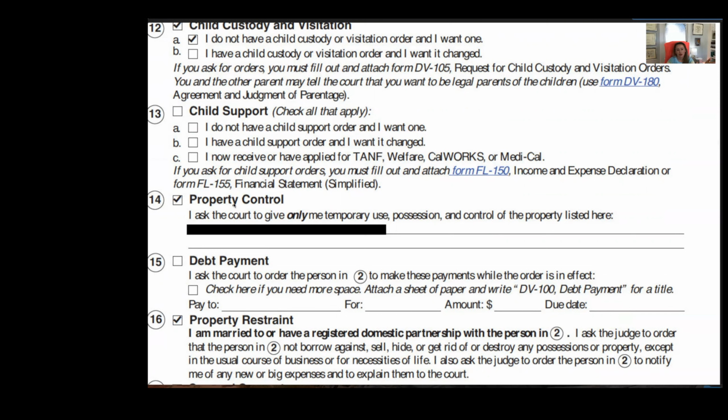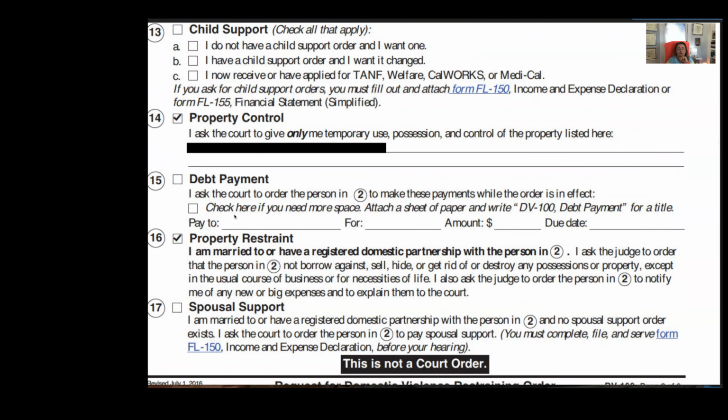In number 14, property control. Ask the court to give only me temporary use, possession, control of the property listed here. Some people list businesses. I had a case where on a temporary basis, the wife had absolute sole control of the business temporarily. Debt payment here could be mortgage payment. So if the move out order is granted but the victim doesn't have money to pay the mortgage, then the perpetrator would be required to pay mortgages and telephone bills and utilities. And if there is not enough space, you can just say attached to DV 100, number 15, and attach a spreadsheet of everything that needs to be paid.